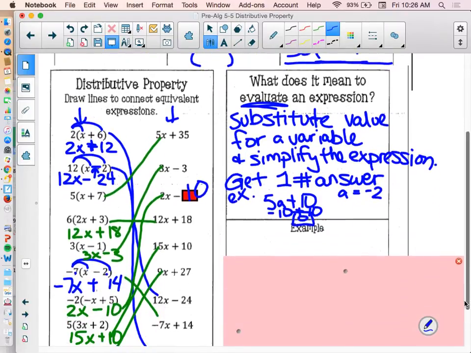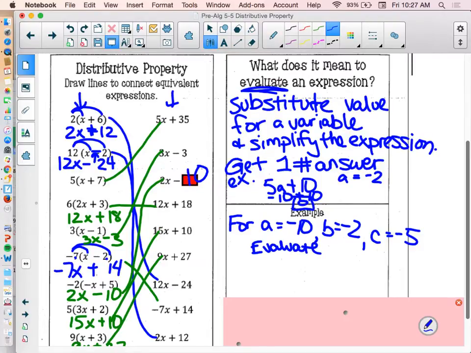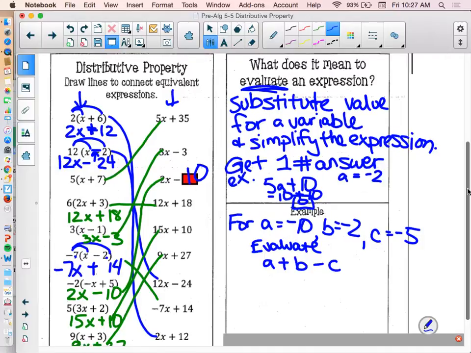All right, let's do one more example. This time you get to try. For a equals -10, b equals, and we already did this, just a little bit of review, -2, and c equals -5, please try to evaluate, remember that word, evaluate a plus b minus c. Now pause the video and try to do that yourself. Check your work.